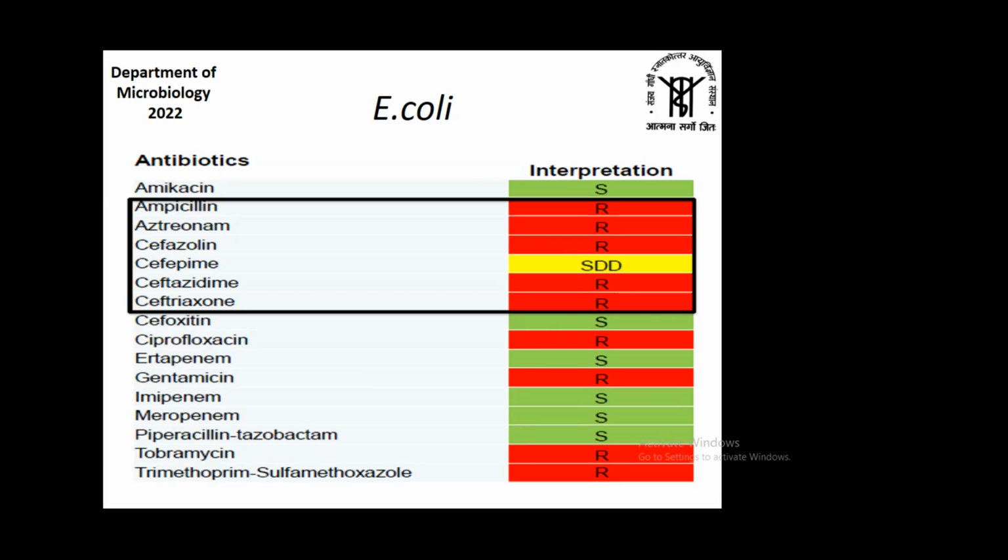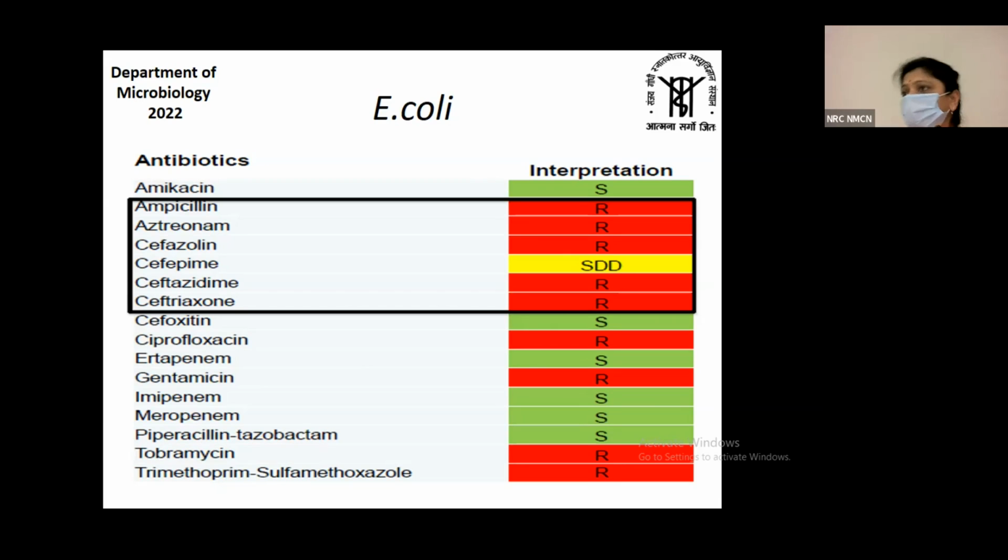Then ciprofloxacin, the quinolone that we have administered empirically, is also resistant. Among the aminoglycosides, we have amikacin, gentamicin, and tobramycin. Tobramycin and gentamicin are resistant, but amikacin is sensitive. So try to understand that among the same class of antibiotics, there are one or two drugs which are resistant and one or two drugs which are susceptible, right? Cotrimoxazole, another oral agent, is again resistant. Piperacillin tazobactam is susceptible.